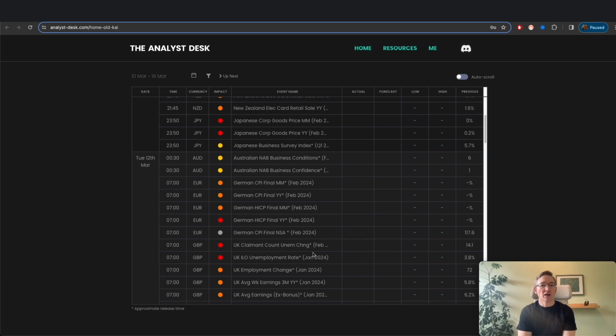So that's what we'll be looking at, and look forward to this week, and hopefully we'll get some good trading opportunities out of this lot.